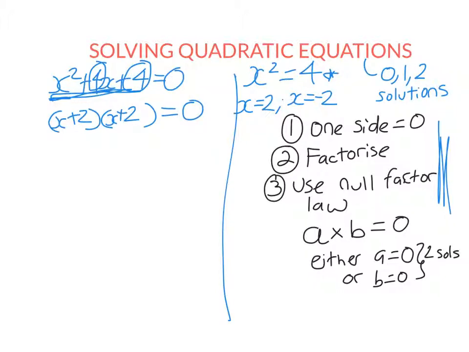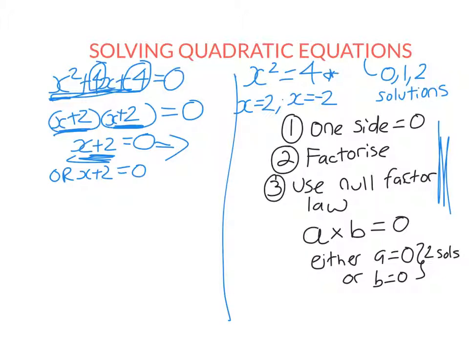I've now factorized. The null factor law says that if I have something times something equals 0, the first something equals 0, or the second something equals 0. In fact, in this case, they're both exactly the same thing. So if x plus 2 equals 0, that is a linear equation, and we solve it using linear principles. Subtract 2 from both sides. That's the solution. This one only has one solution because, of course, if I solve this equation here, I get the same thing. x is minus 2. So that's it. I'm done. x is minus 2 is the solution to it.